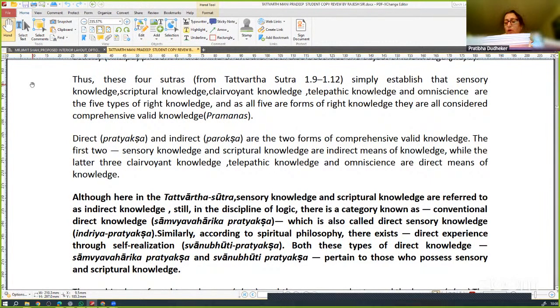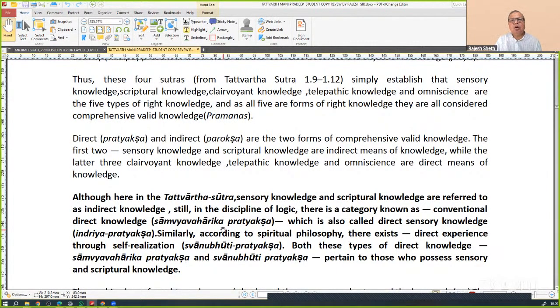Although here in the Tattvartha Sutra, sensory knowledge and scriptural knowledge are referred to as indirect knowledge, still in the discipline of logic, there is a category known as conventional direct knowledge, Samvyavarik Pratyaksh. So there is a third category called Samvyavarik Pratyaksh. It is not exactly direct, but it is called direct just because it is knowing through the senses.